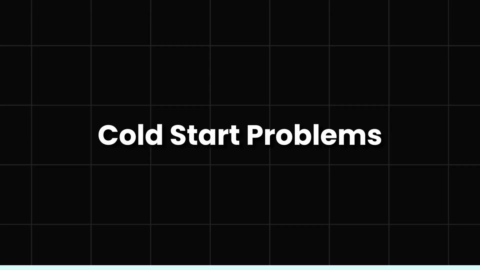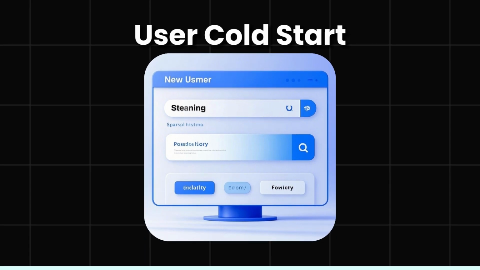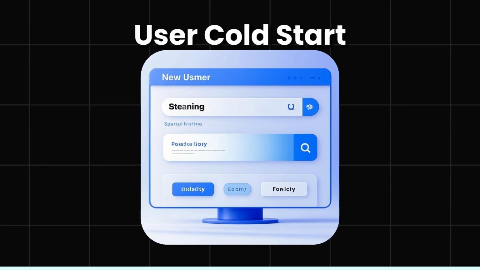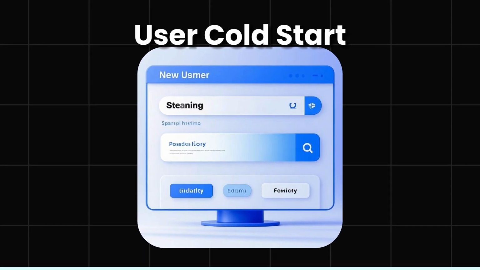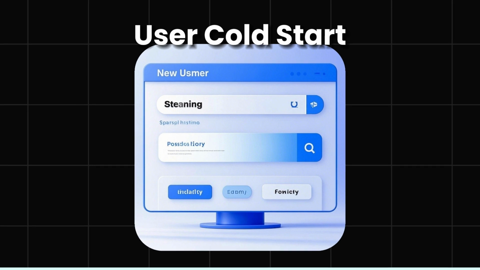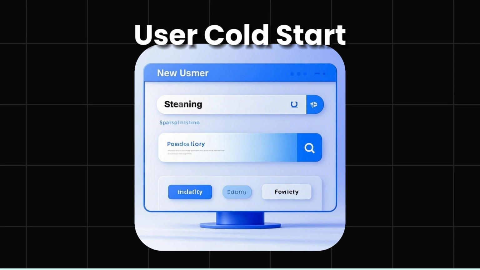There are three cold start problems. Number one, user cold start, which occurs when a new user joins the system and there is no historical data about their preferences or behavior. For example, a new user on a streaming service with no viewing history.